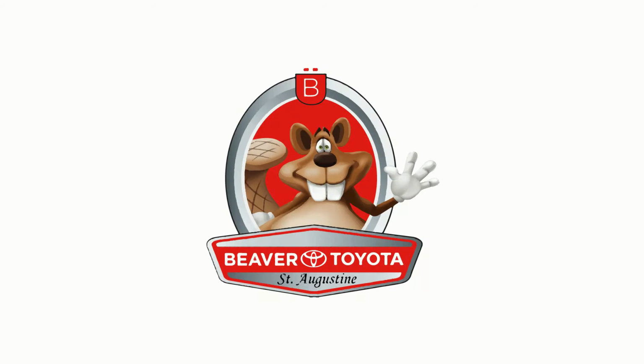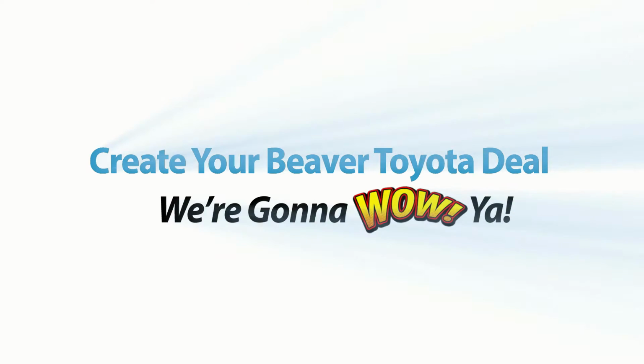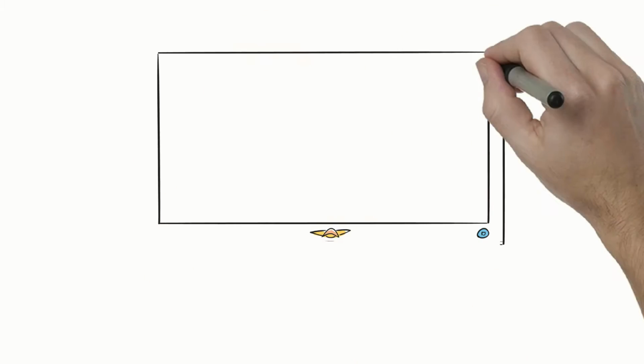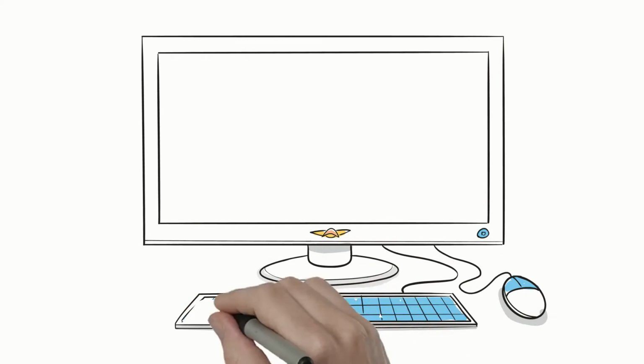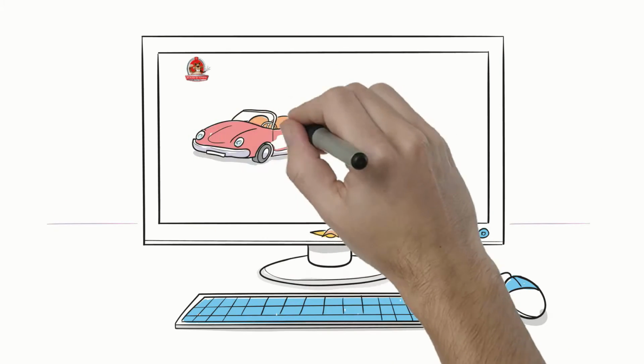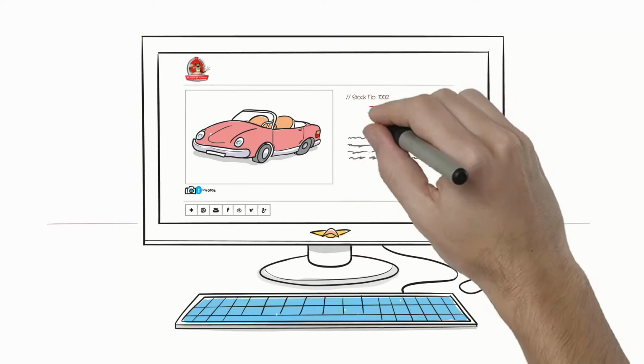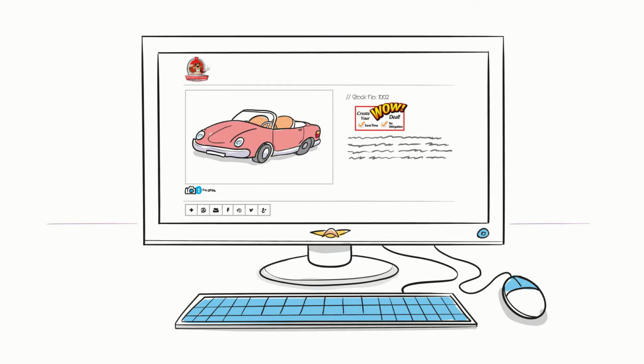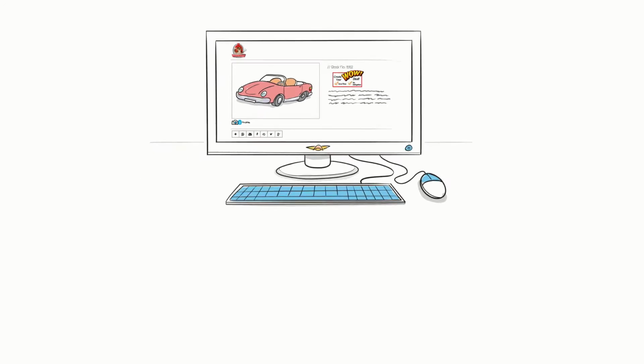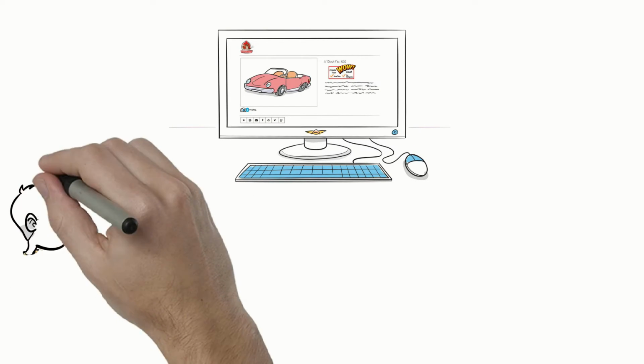Beaver Toyota introduces a brand new way to car shop, and it's gonna wow ya. You can create your entire deal online from your phone, tablet, or computer, and save hours at the dealership. It's easy, all at BeaverToyotaSt.Augustine.com. Simply click the wow button on the vehicle you're interested in.